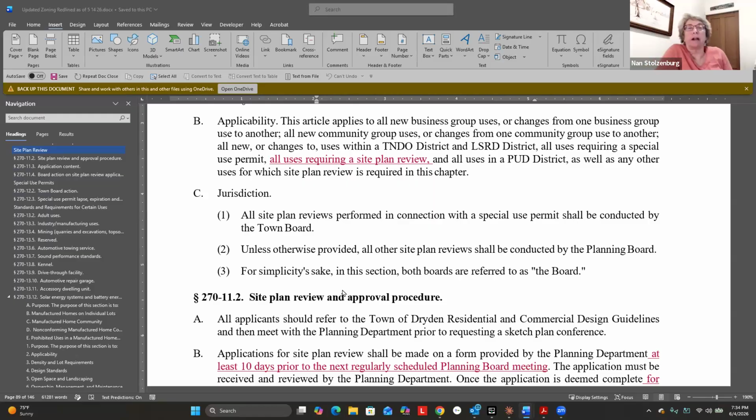Ultimately, my recommendation was that, and maybe the town board doesn't want this, but it's highly unusual to have the town board issue special use permits. It's usually either the ZBA or the planning board. So it just makes for a less streamlined review process when this one application is bouncing between different boards.